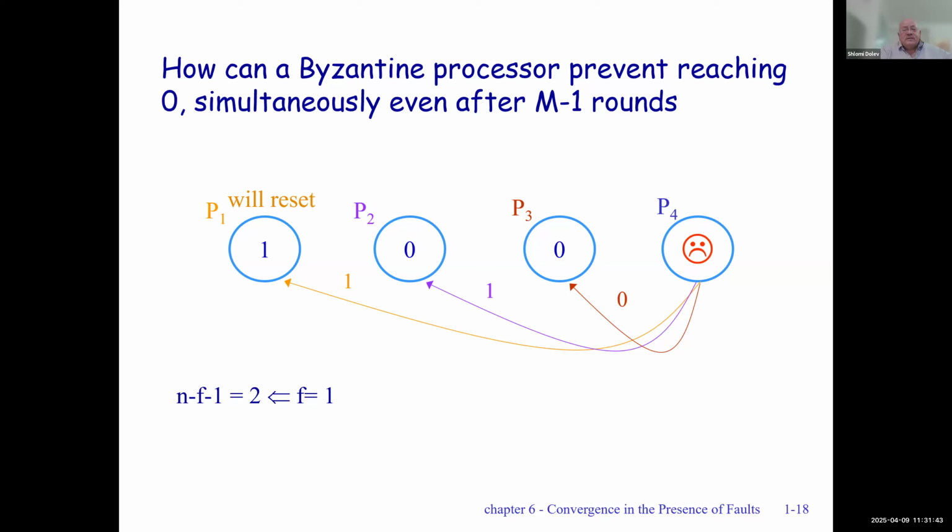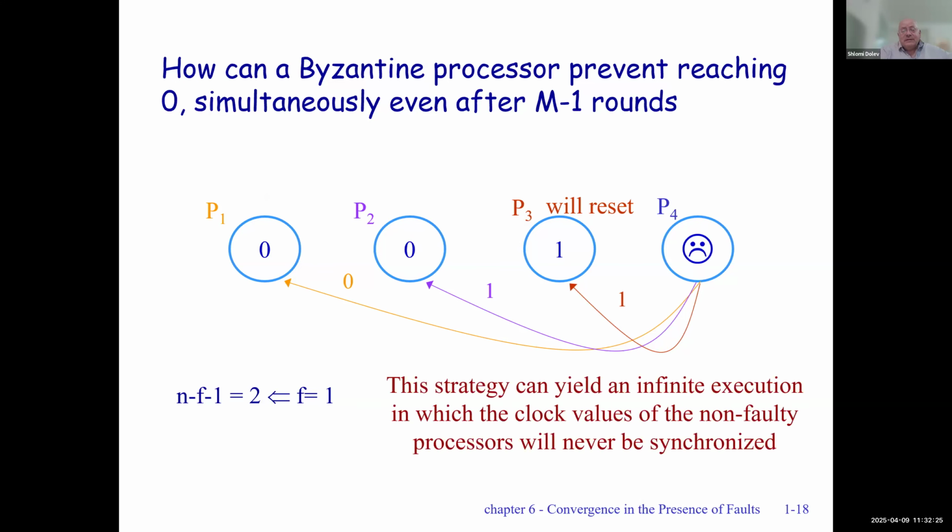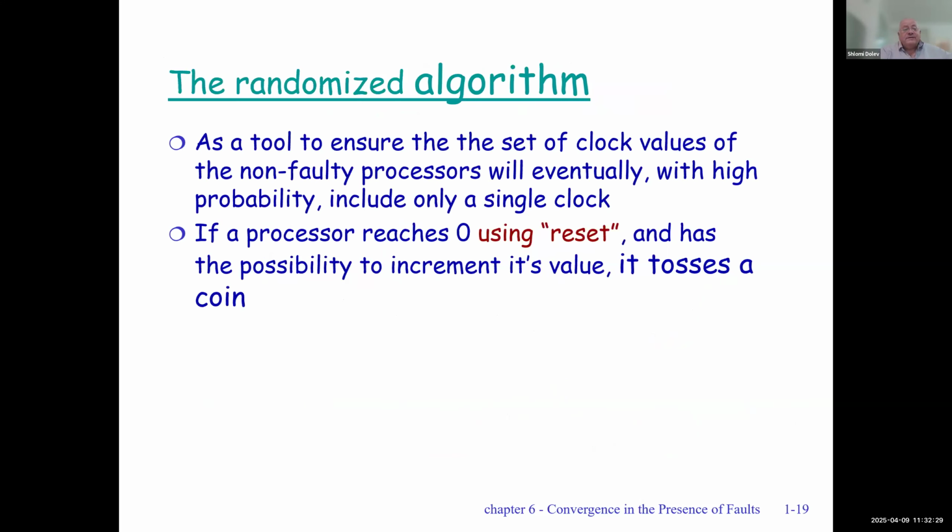Okay, now the Byzantine will change its strategy, and we let P3 find out that it should increment because this is 3 zeros, and the rest will see that there is not enough support, and they will reset. And this is what we get. But this is very familiar. This is the first configuration we saw. So in some sense, there is an infinite execution that P4 is capable of enforcing, and the clocks will never be synchronized. And this is bad news, right? So how can we cope with this?